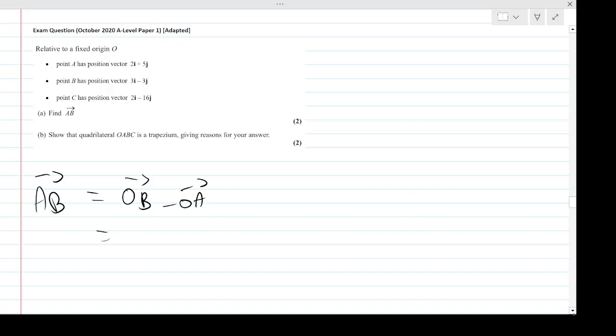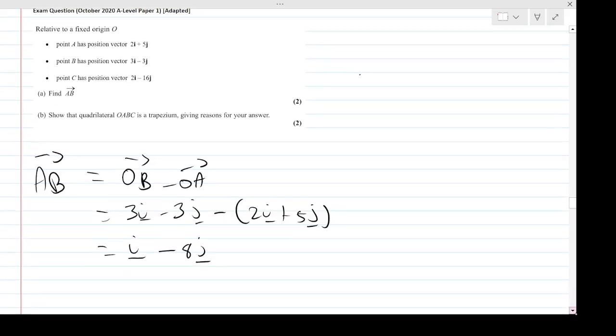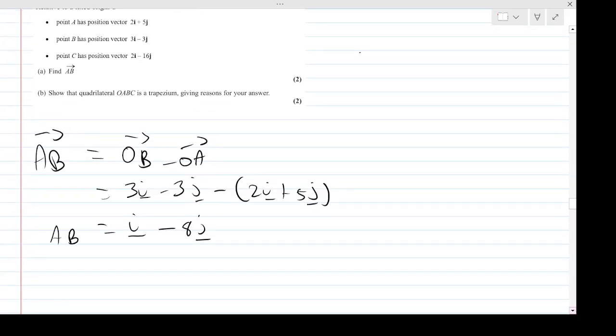So then we can say O to B, well, that's going to be 3i minus 3j. Subtract OA, so that's position vector of A, that's going to be minus 2i and 5j. If I do that then, well, 3i minus 2i is going to be i, and minus 3j minus 5j would be minus 8j. And there we are. So that's my vector AB. Cool. Then it says, show that the quadrilateral OABC is a trapezium.